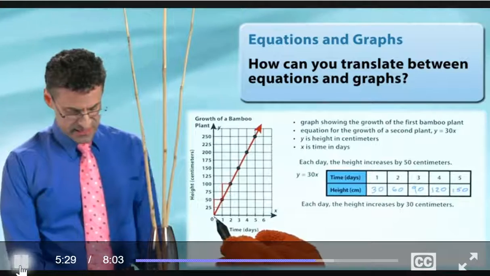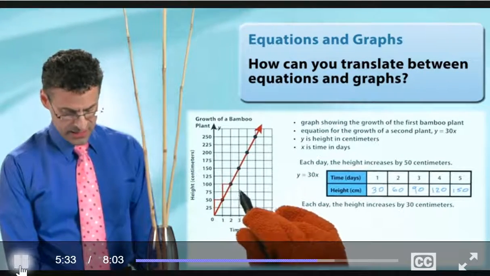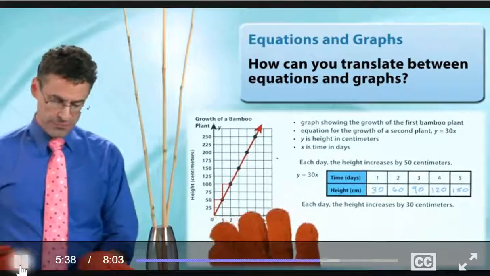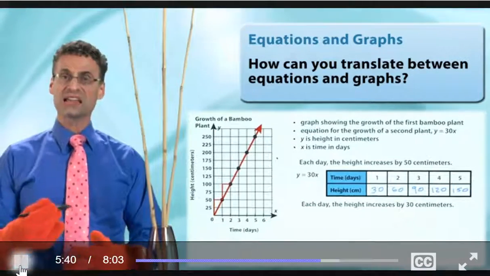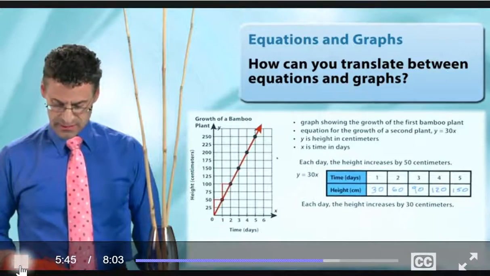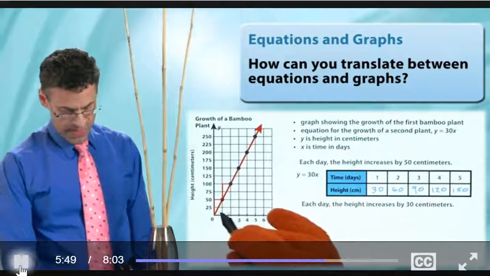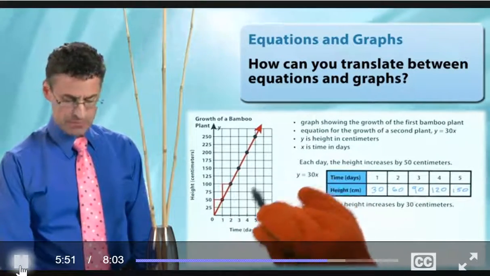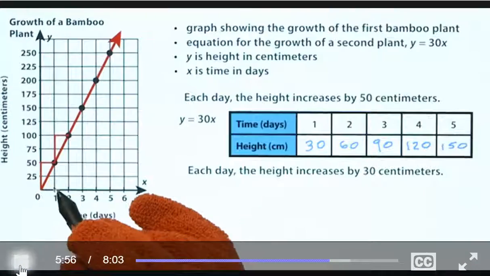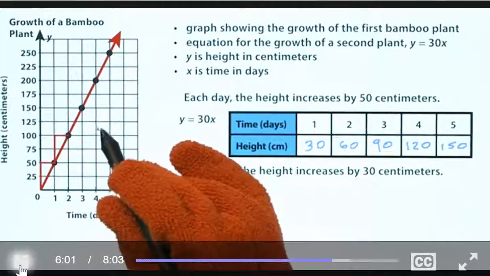And so what does that mean? It means that as the days go by, we're only going to go up 30, and then up 30 again, and 30 again, and 30 again. It means that the first bamboo plant has a height that's increasing at a larger rate than the second bamboo plant, which means that the second plant would have a line that's less steep than the first, because when one day is up, instead of going to 50, it's only going to go to 30. Then the next day, it's only going to go up to 60, and so forth.